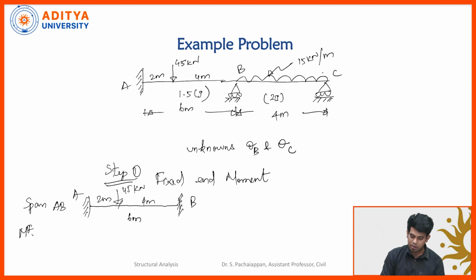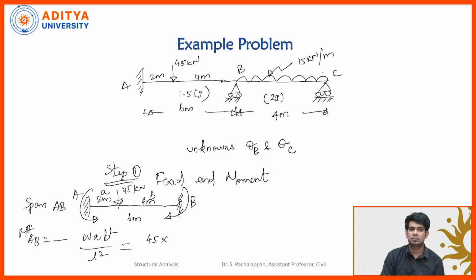So I am going to calculate two values. One is MFAB equal to minus, the reason is that this is an anticlockwise couple. So minus of W a b square by L square, the formula for the fixed end moment. W is 45 kilonewton, a is 2 meters and b is 4 meters. So 2 multiplied by 4 square divided by 6 square, I will be getting minus 40 kilonewton meter.